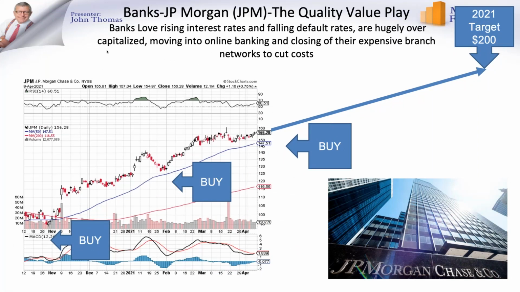JP Morgan is the quality value play. Banks love rising interest rates, and falling default rates, are hugely overcapitalized, and they also are moving into online banking and closing their hugely expensive branch networks to cut costs. We've been in this for the last 6 months since the election and have gotten nearly a double on the stock. We got buy signals here, here, and another one right here.